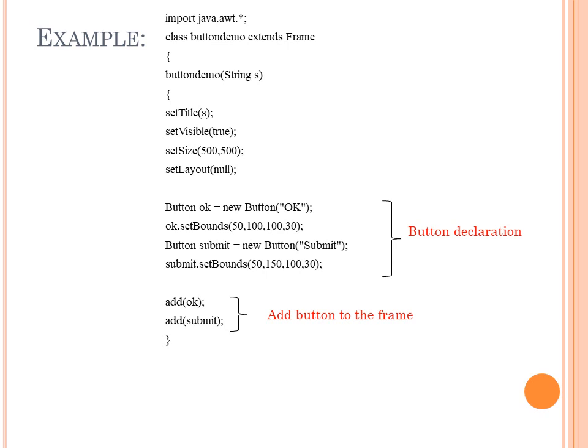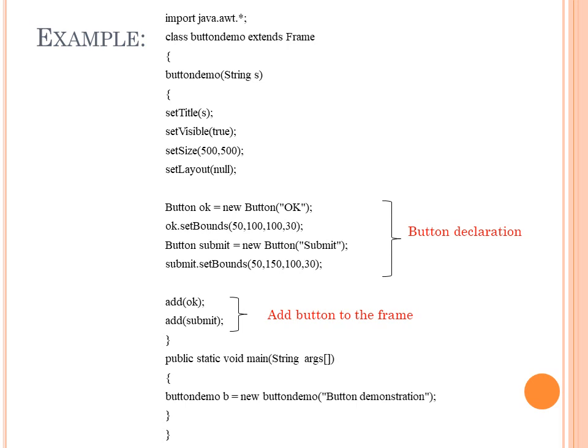After that we are going to write your main class. So ButtonDemo with an object b is equal to new ButtonDemo, and the frame title that we are going to give is button demonstration.